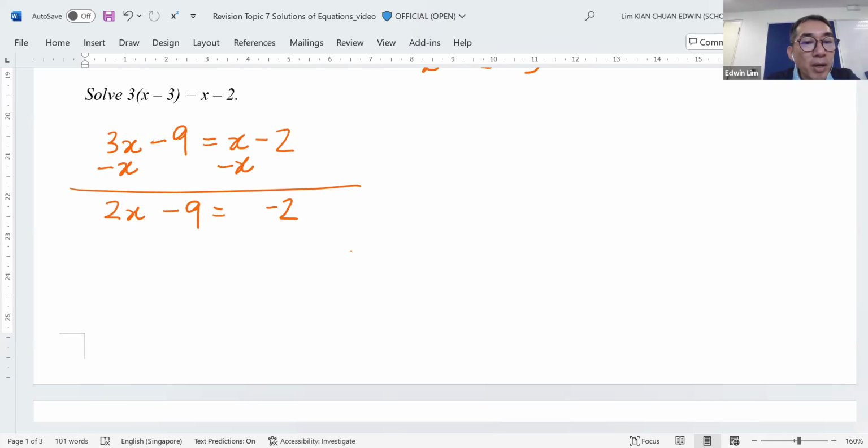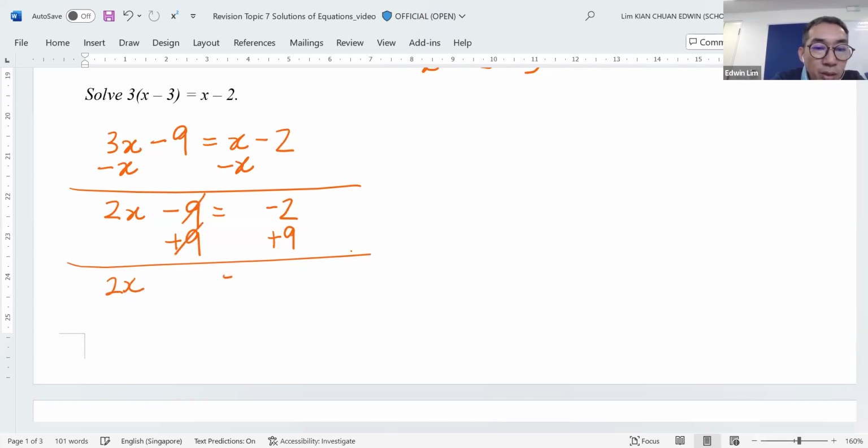Now I have 2x minus 9 equals negative 2. I can just get rid of minus 9 by using plus 9. So left hand side plus 9, right hand side plus 9 as well. So 2x, the minus 9 will be gone, equals negative 2 plus 9, which is 7.